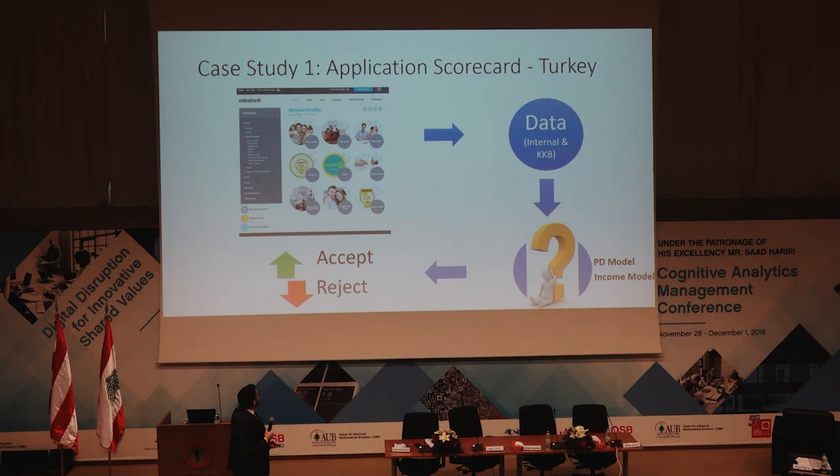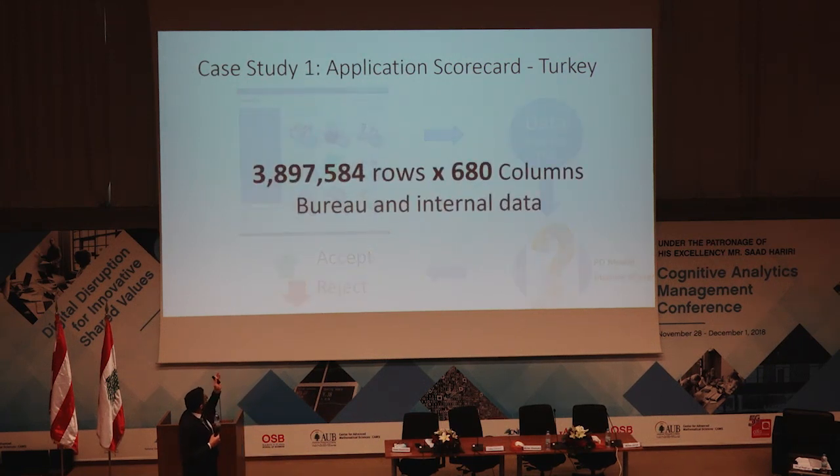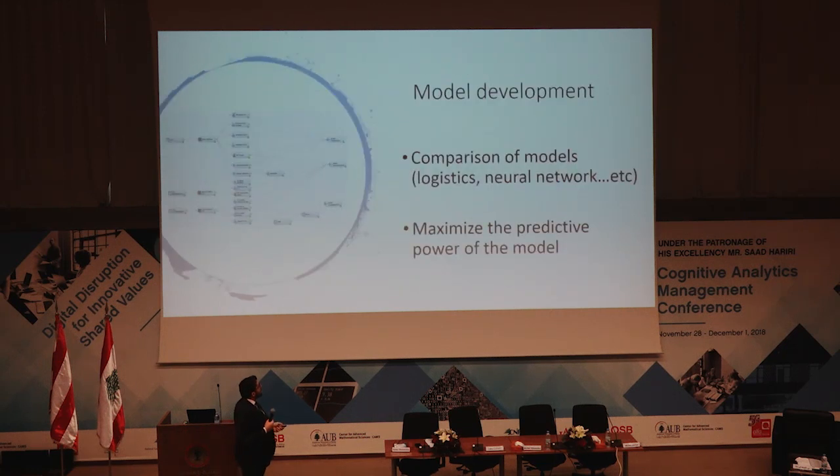To build the model, we have around 4 million rows, meaning customers, and 700 columns, meaning information. For each customer, we have 700 pieces of information. To do the equation, we have SAS, an analytical tool. We plug the data in it. We build several models: logistic regression, decision tree, neural network, random forest, and so on. Which one do we choose? The one with the best performance in terms of predicting the credit risk of the customer.